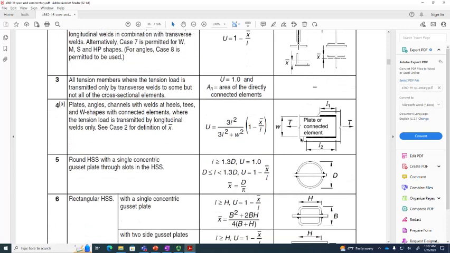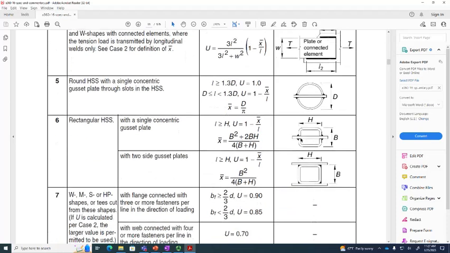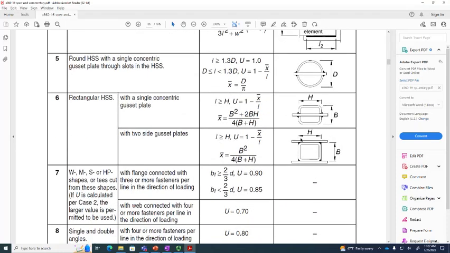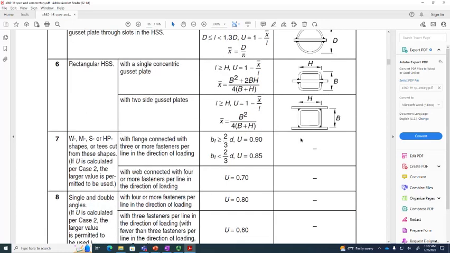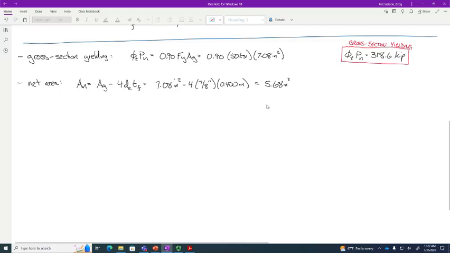Okay. Rectangular HSS for case 6, don't have to worry about that. What about case 7? Case 7, W, M, S or HP shapes. Are we dealing with a W shape on this problem? Yes. You bet. So we definitely are going to be worrying about case 7. And case 8 is single and double angles. We don't need to worry about that. So let's go to our shear lag factors, and we need to consider case 2 and case 7.